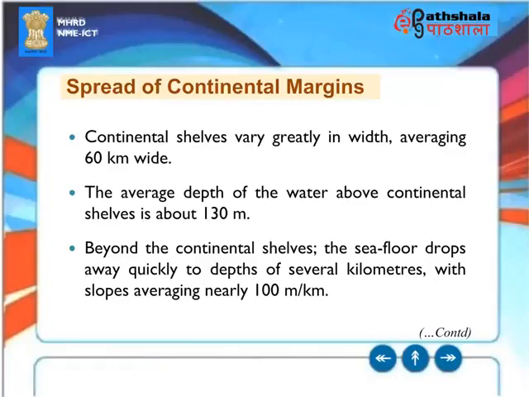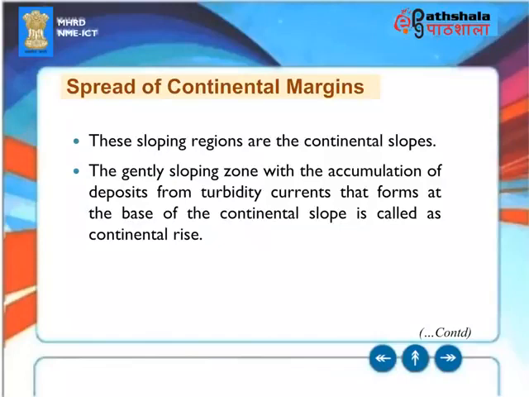Spread of continental margins. Continental shelves vary greatly in width, averaging 60 kilometers wide. The average depth of the water above continental shelves is about 130 meters. Beyond the continental shelves, the seafloor drops away quickly to depths of several kilometers, with slopes averaging nearly 100 meters per kilometer. These sloping regions are the continental slopes.